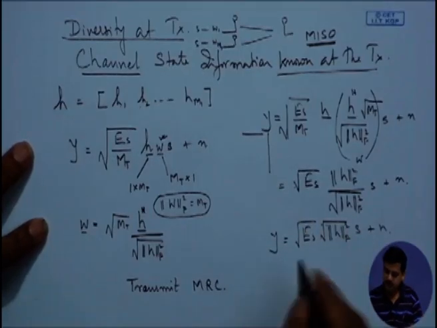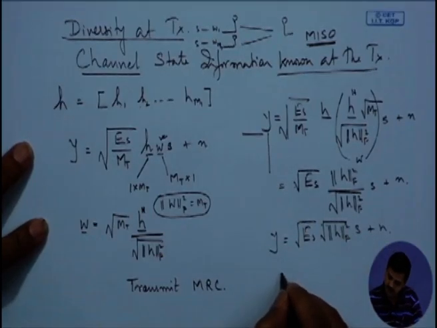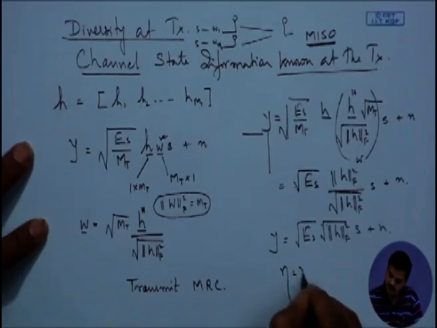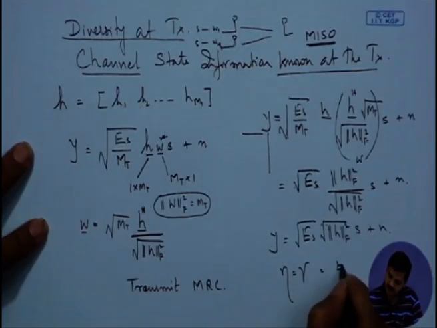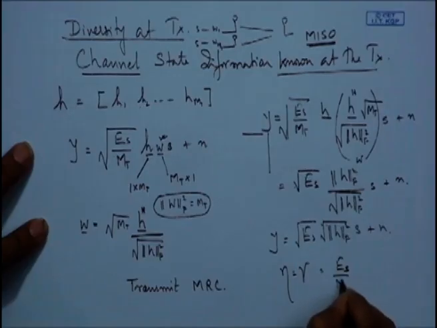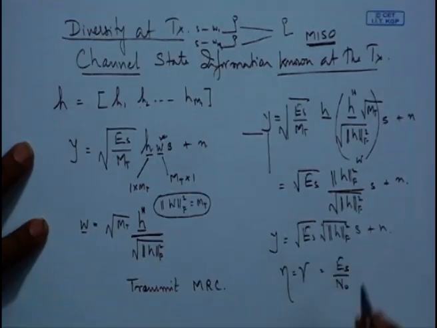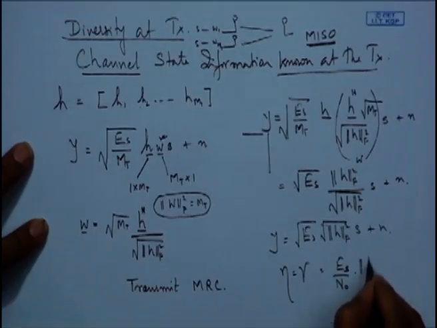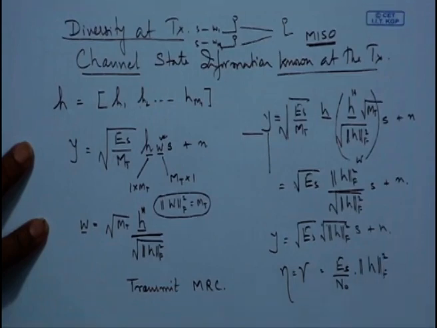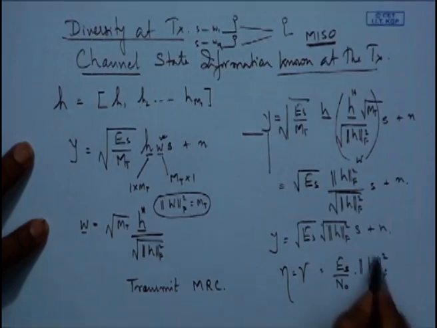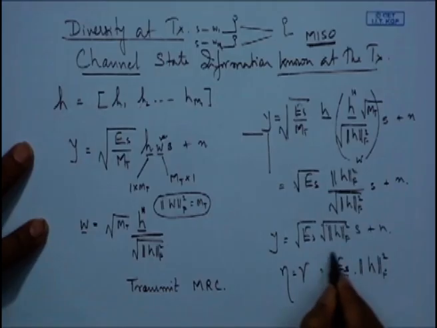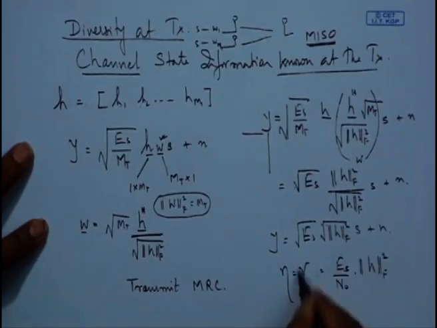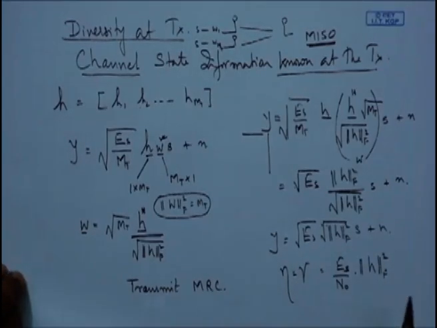Now clearly from this we can write the expression of SNR, eta or gamma, whatever we write it as: Es by N naught, times the Frobenius norm of H squared. So if you would see this expression, it is again the same expression as that of MRC. So naturally we are going to expect the error probability to be similar to that of MRC, right?